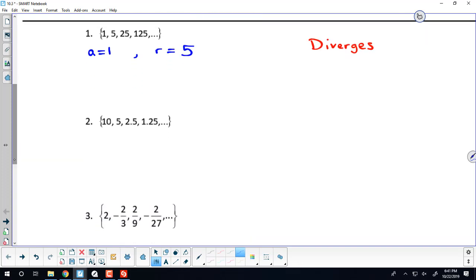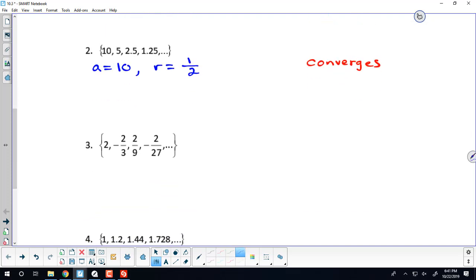Example 2, our initial term is 10. The common ratio is what? 1/2. Everything is divided by 2. What do you think? Would this sequence converge or diverge? Converge. Everything is just getting smaller and smaller. We're dividing by 2. So converge. Okay.